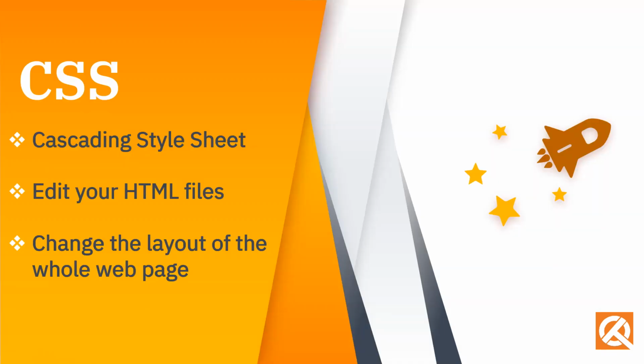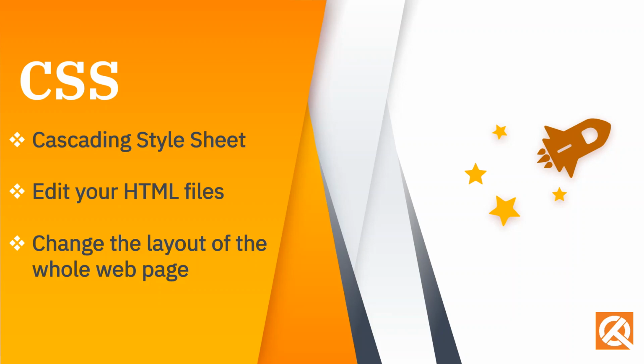All right, guys. So now let's first talk about CSS. CSS stands for Cascading Style Sheet, and it is used to edit your HTML files. We have already learned how to create an HTML file, and how to add all the headings, images, videos, and content to your web page. We have learned that through HTML. But so far we haven't really learned how to design your web pages.